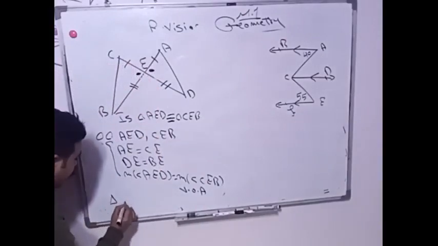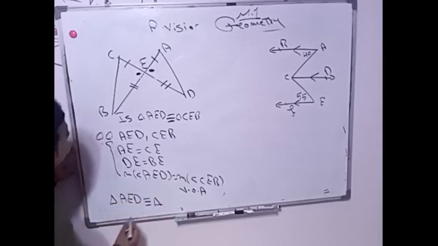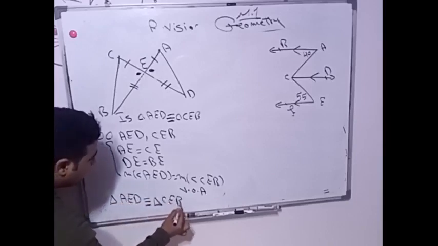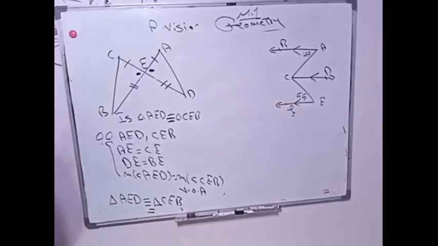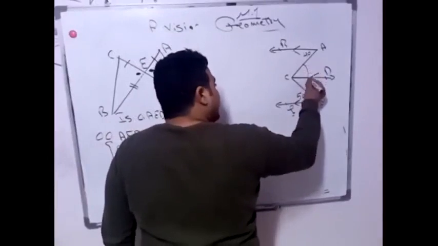So now we have the triangles congruent. First triangle AED is congruent to second triangle CEB. Yes, our conditions. Now I want to find this angle ACE.